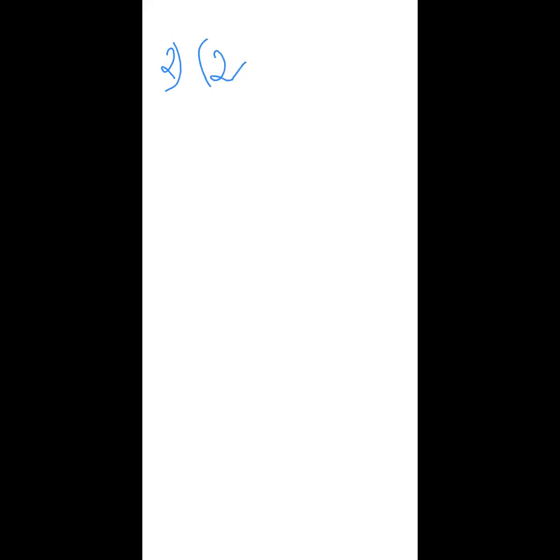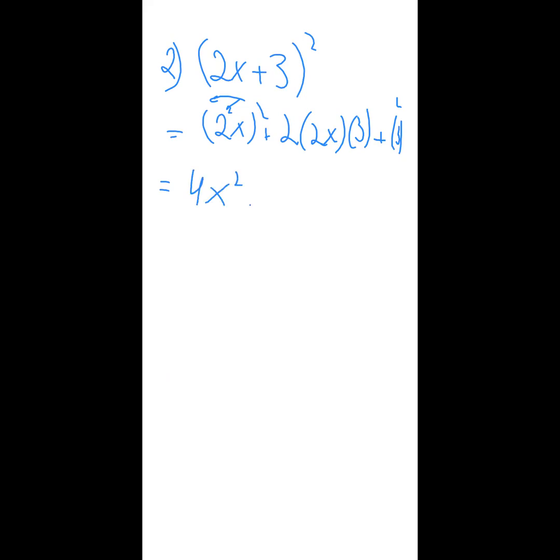Part 2. Two x plus 3 all of its square. Similarly, according to the remarkable rule of expanding, squaring of the first term plus 2 to the product of the two terms plus the squaring of the second one, which is equal to هون square كمان بينزل على 2 على الفوق تصير 4x square plus 2 times 2 is 4 times 3 it's 12x plus 9.